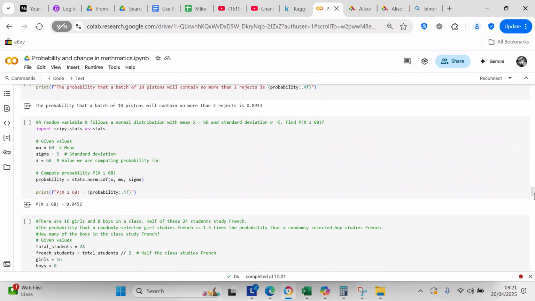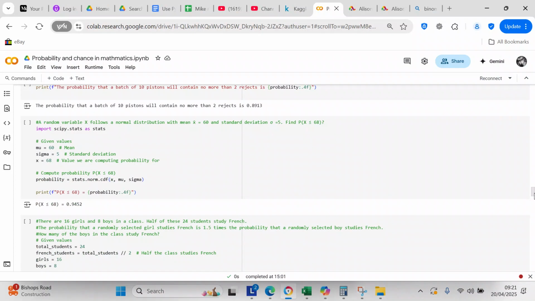So we have the next question. A random variable x follows the normal distribution with mean x bar equal to 60 and standard deviation sigma equal to 5. Find the probability that x is less than or equal to 68.